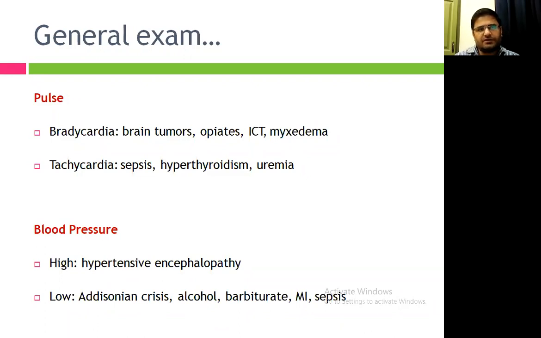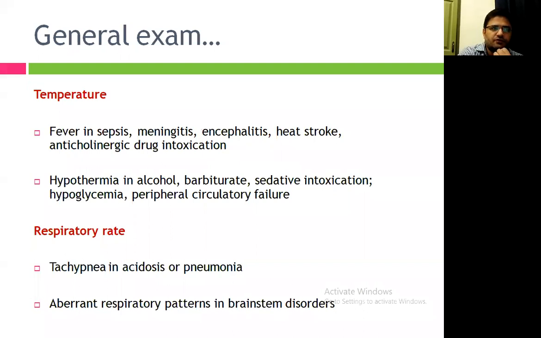If you see a patient with low blood pressure, less than 90 over 60, despite adequate fluid resuscitation, then that could be because of Addisonian crisis, alcohol intoxication, barbiturates, or myocardial infarction, like inferior wall MI, which usually presents with hypovolemia and hypotensive shock, as well as severe sepsis, where distributive shock and systemic vasodilation lead to low blood pressure. So you have to consider these things: blood pressure, pulse, temperature, respiratory rate, and oxygen saturation as well.